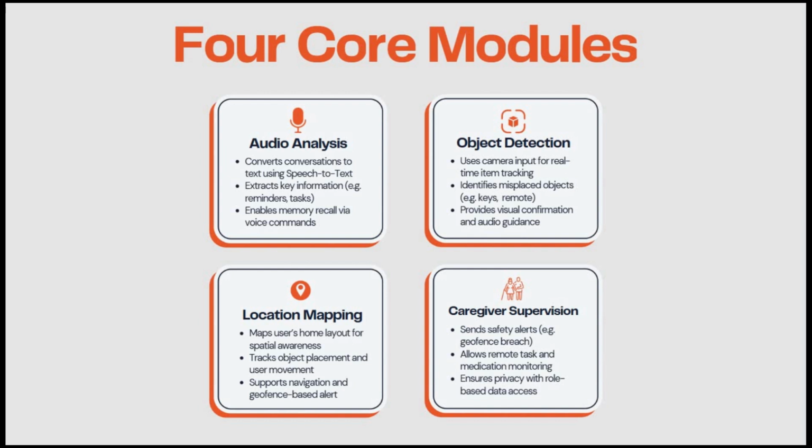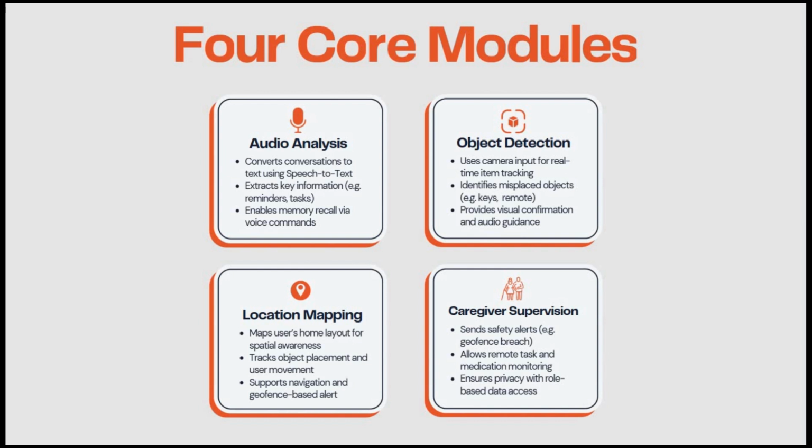The first is the audio analysis, which converts spoken conversations into text, pulls out important information like appointments or tasks, lets the user ask, "What did I say earlier?" and then it gets an answer. The second one is object detection, which uses the camera to find misplaced objects like the keys or remotes, and gives both visual and spoken feedback to guide the user.